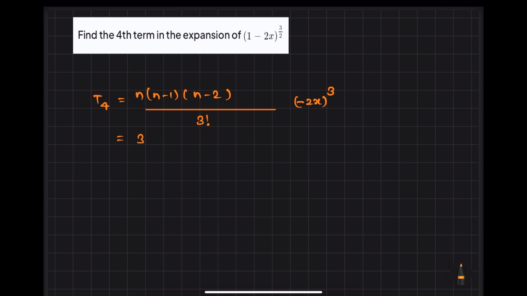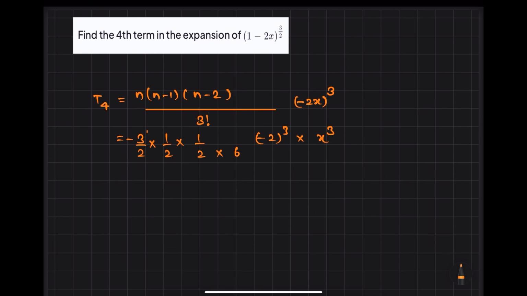So it is 3 by 2, and then 3 by 2 minus 2. So it will become 1 by 2, and then 3 by 2 minus 2, so 4, so minus 1 by 2, and then we have 3 factorial, 6, and then minus 2 power 3, and then x power 3. Now look at this. Now how will we proceed?